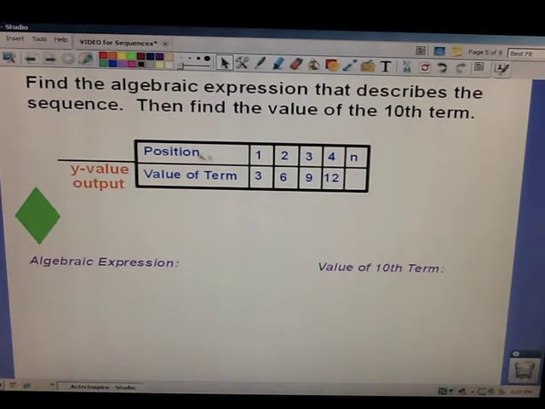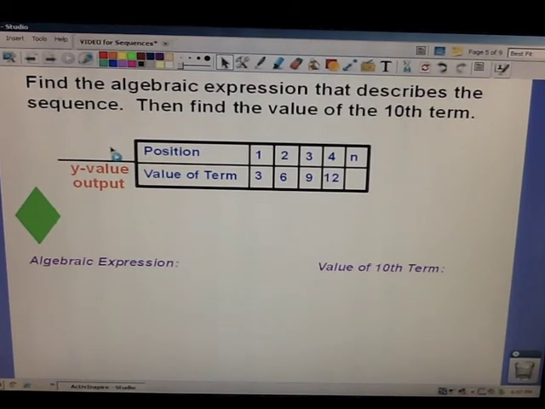The top row, the position, represents where in the sequence you'll find this term. What position is it in? So the 3 will be the first term in the sequence. The 6 will be the second term in the sequence. The 9 will be the third position in the sequence. The 12 will be the fourth term or the fourth position in the sequence.